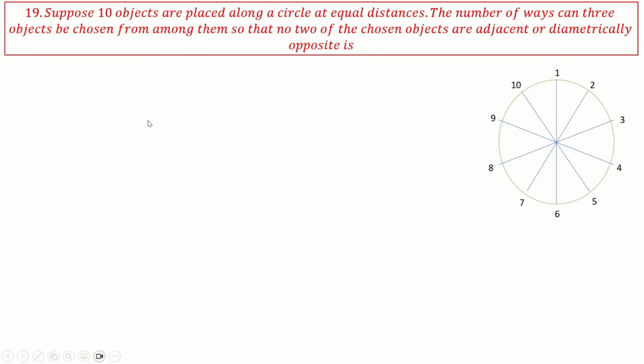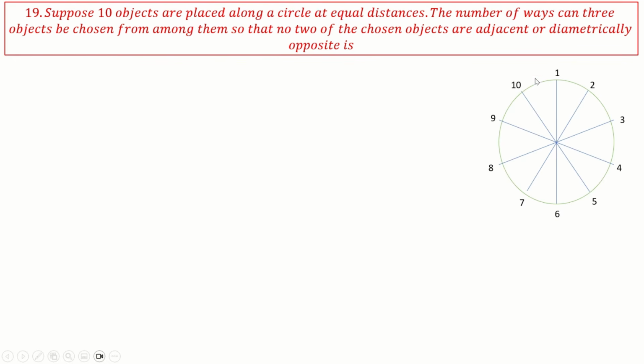Next. Suppose 10 objects are placed along a circle at equal distances. In how many ways can 3 objects be chosen from among them so that no two of the chosen objects are adjacent or diametrically opposite? Which means if I choose 1, then I cannot choose 10, 2, and also 6. These 3 I cannot choose.